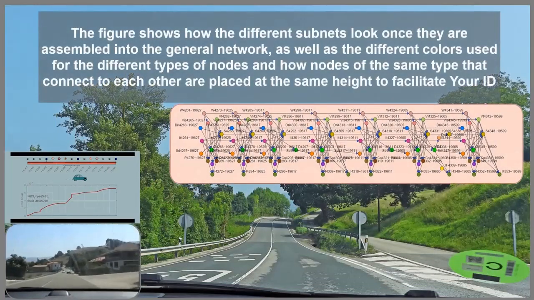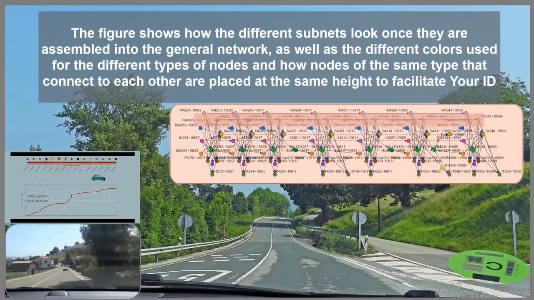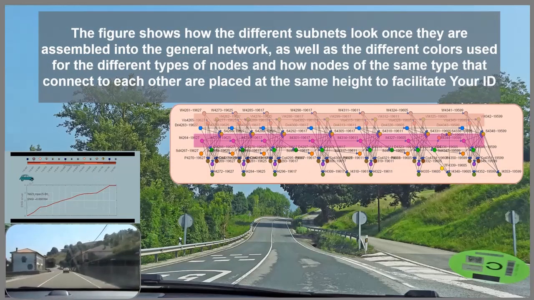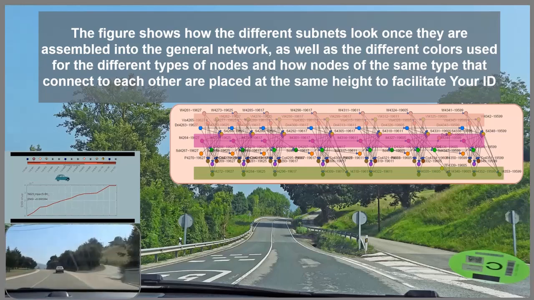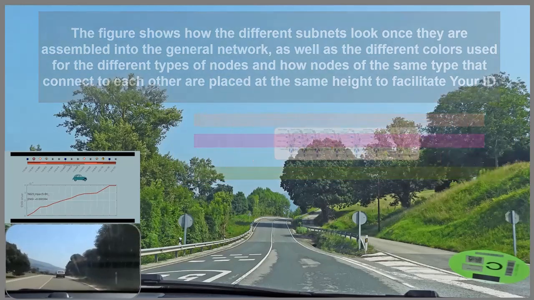The figure shows how the different subnets look once they are assembled into the general network, as well as the different colors used for the different types of nodes and how nodes of the same type that connect to each other are placed at the same height to facilitate their identification.